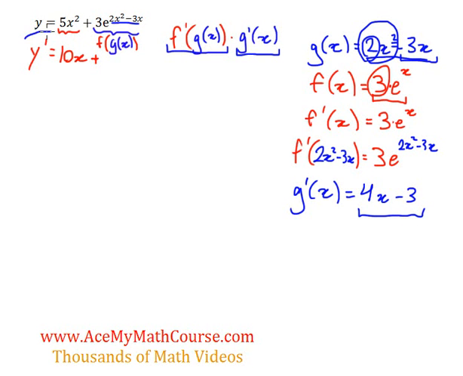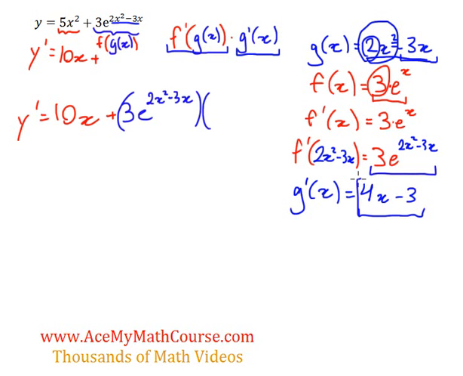So right now I was already writing y prime is equal to 10x plus, now f prime of, let me just rewrite everything, it's getting a little messy, plus f prime of g of x, which is this, so we have 3e to the power of 2x squared minus 3x times the g prime of x, which is just 4x minus 3. And that's it.